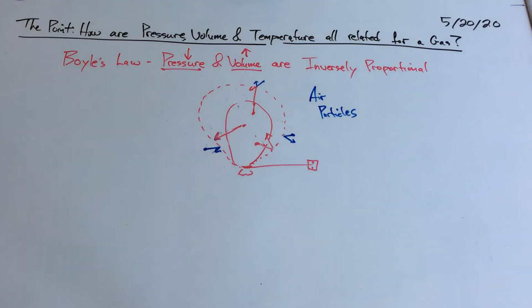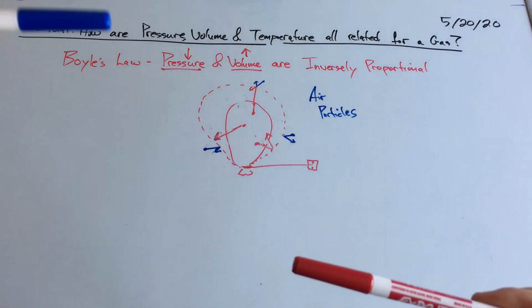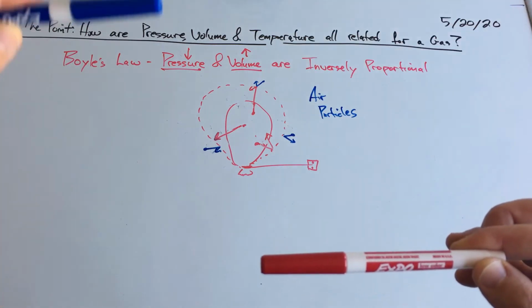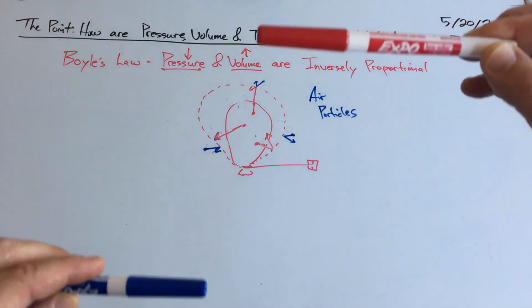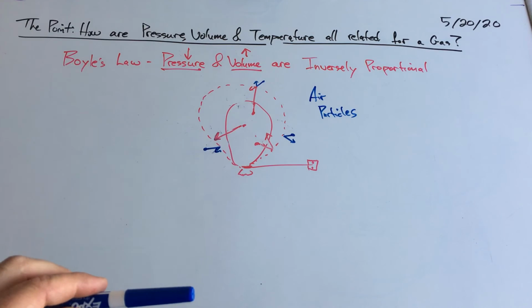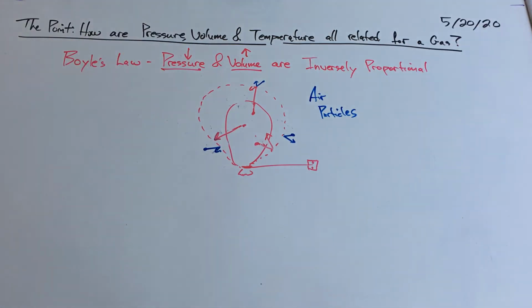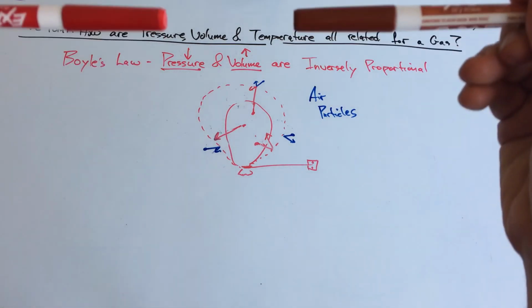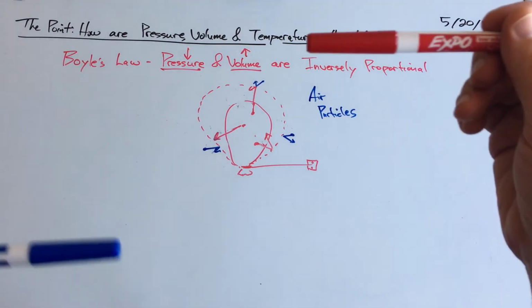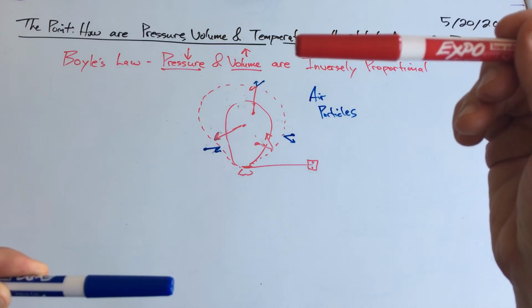And by gum, look at that. That is the definition of inversely proportional. As one goes down, the other goes up. And as one goes down, the other goes up. That is what inversely proportional looks like. Right? So pressure and temperature, proportional. Volume and temperature, proportional. Pressure and volume, inversely proportional.